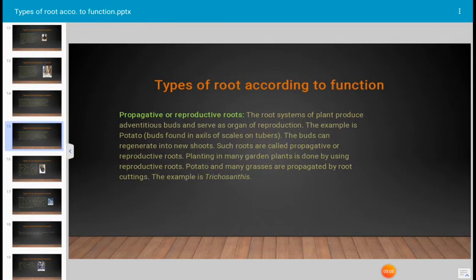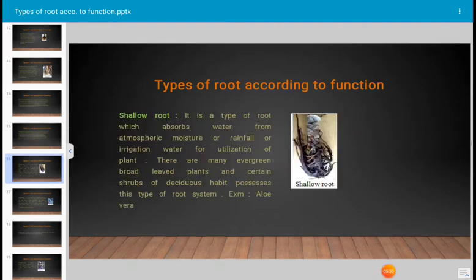Next, propagative or reproductive root. The root system of plant produces adventitious buds and serves as organ of reproduction. The example is potato. The buds can regenerate into new shoot. Such roots are called propagative or reproductive root. Planting in many garden plants is done by using reproductive roots. Potato and many grasses are propagated by root cuttings. The example is Trichosanthes.